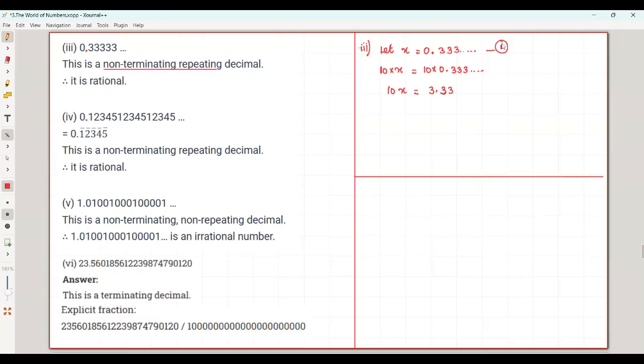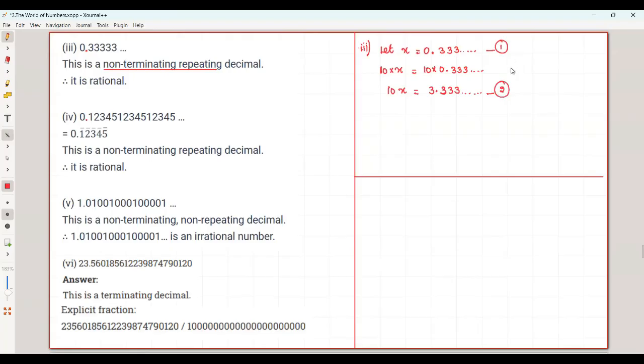Just see here in equation number 1, after the decimal point, I have 3 digits. Here also I have to make it 3 digits. So I can just take one more 3, etc. Why? Because 3 is repeating. However many times you want, you can just extend. There is no problem. So make sure that after the decimal point, we have an equal number of decimal digits. 3 decimal digits, here also 3 decimal digits. Now we can take this as equation number 2.